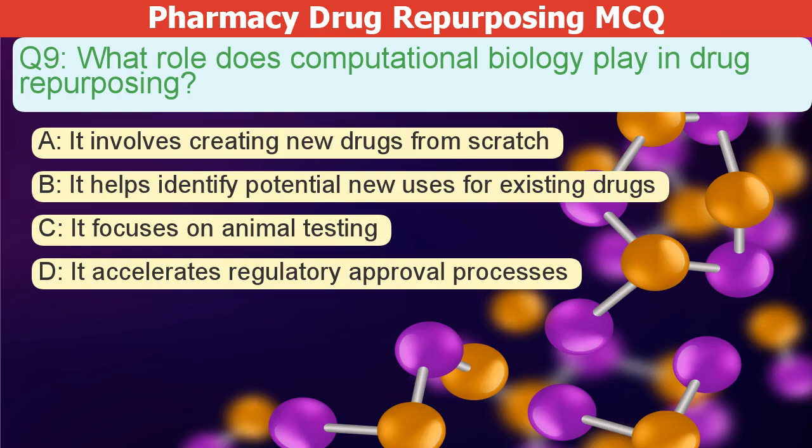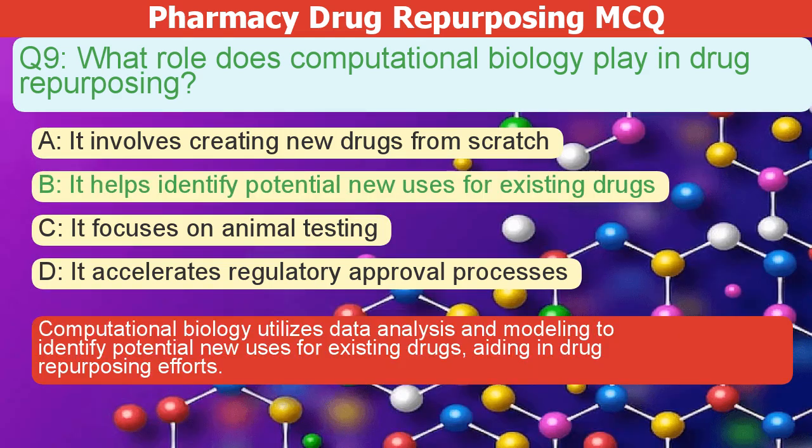What role does computational biology play in drug repurposing? A. It involves creating new drugs from scratch. B. It helps identify potential new uses for existing drugs. C. It focuses on animal testing. D. It accelerates regulatory approval processes. The correct answer is B.